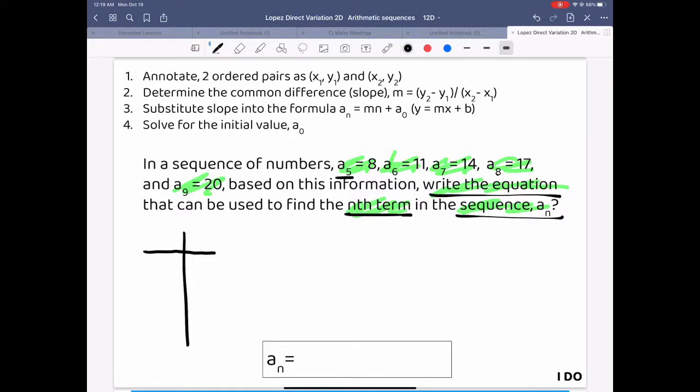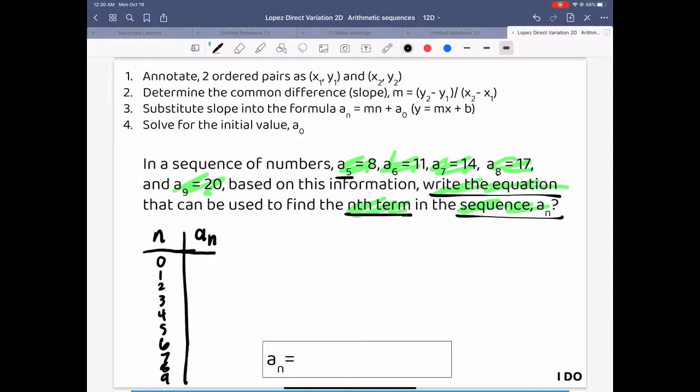First, we're going to make a table. We're going to have n right here, and we're going to have a sub n. The n actually represents the number of terms in that sequence. So depending on whatever the n is, that's its place in the sequence. So typically you want to start off with 0, 1, 2, 3, 4, 5, 6, 7, 8, 9.